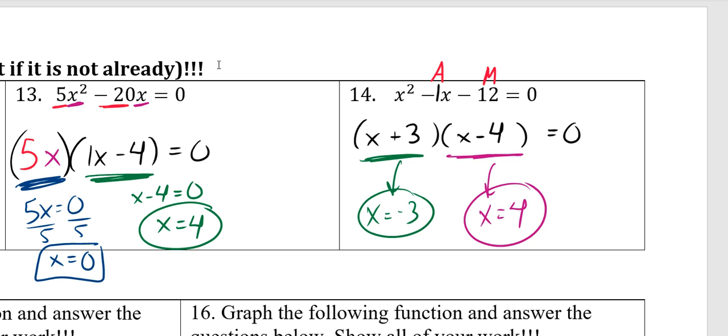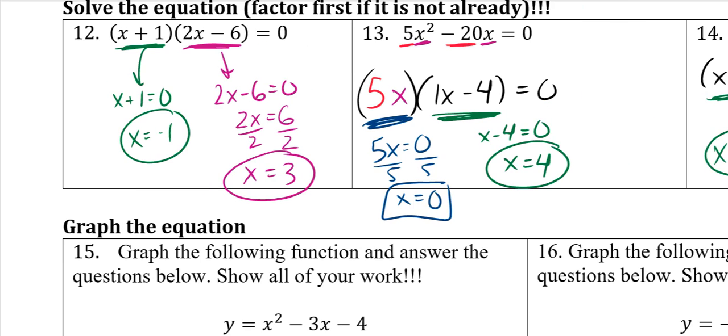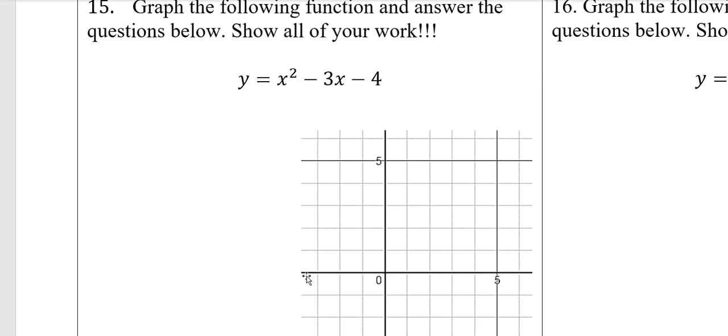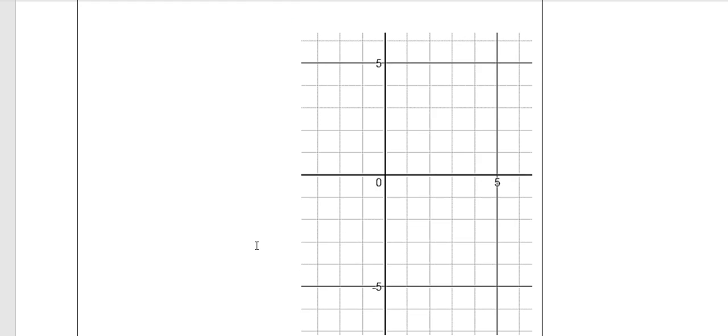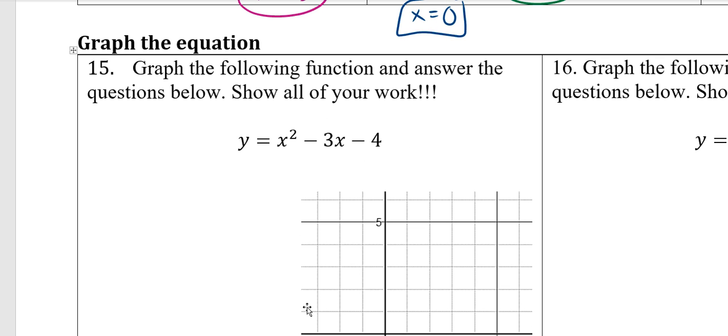So your two solutions are negative 3 and 4. Then, once we knew how to factor and solve by factoring, we applied that to graph some quadratics. So if I wanted to graph this following quadratic, I have to find the x-intercepts, also known as the zeros, and then find the vertex and the y-intercept. So factor first, because factoring allows me to know when y is going to be equal to 0.